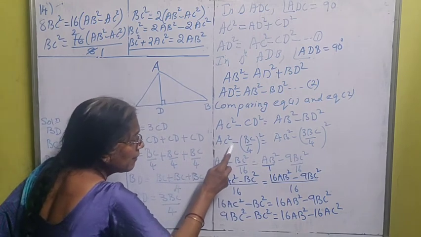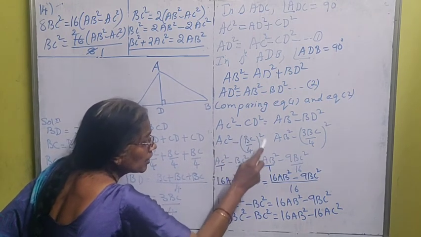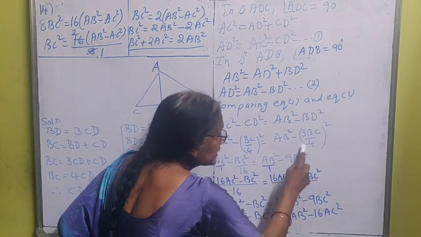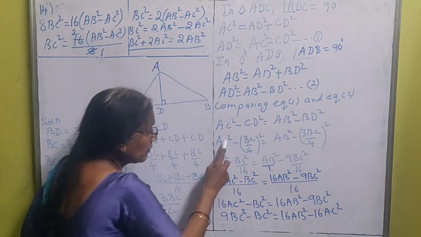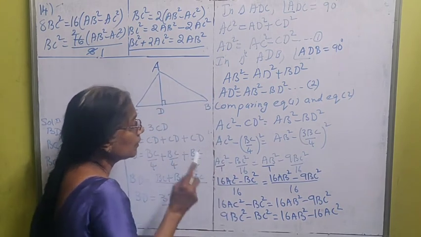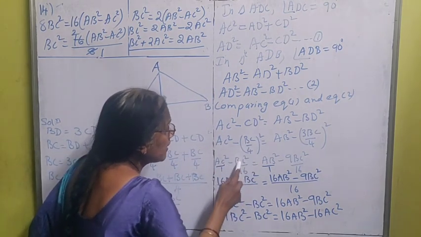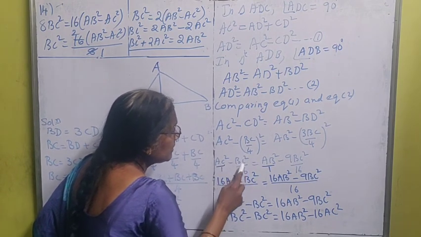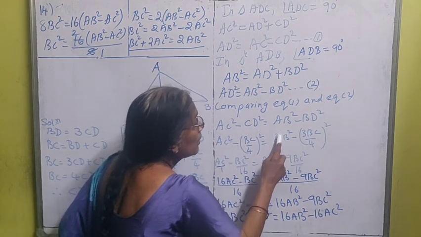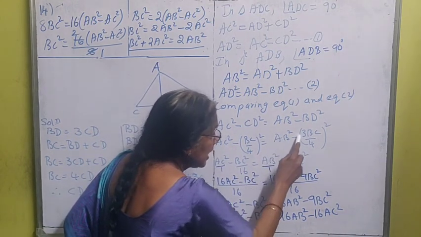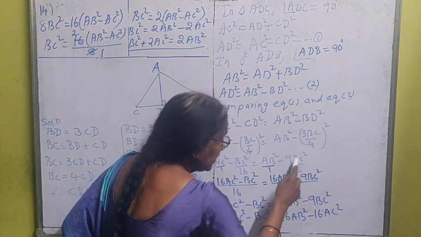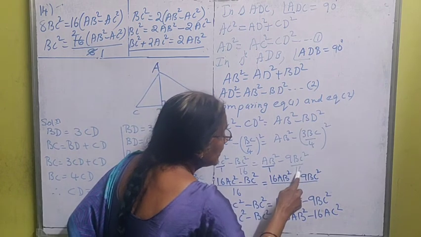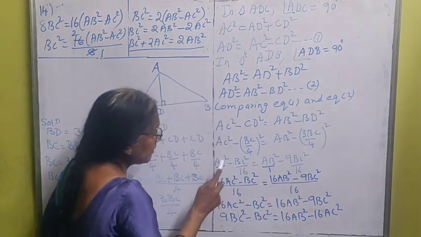So AC square minus (BC by 4) the whole square is equal to AB square minus (3BC by 4) the whole square. So what will we get? AC square like that only, minus BC the whole square is BC square, 4 the whole square is 16. So AC square minus BC square by 16 is equal to AB square will remain as it is, minus 3 square is 9, BC square is BC square, divided by 4 square is 16. So here 16 will become the LCM.